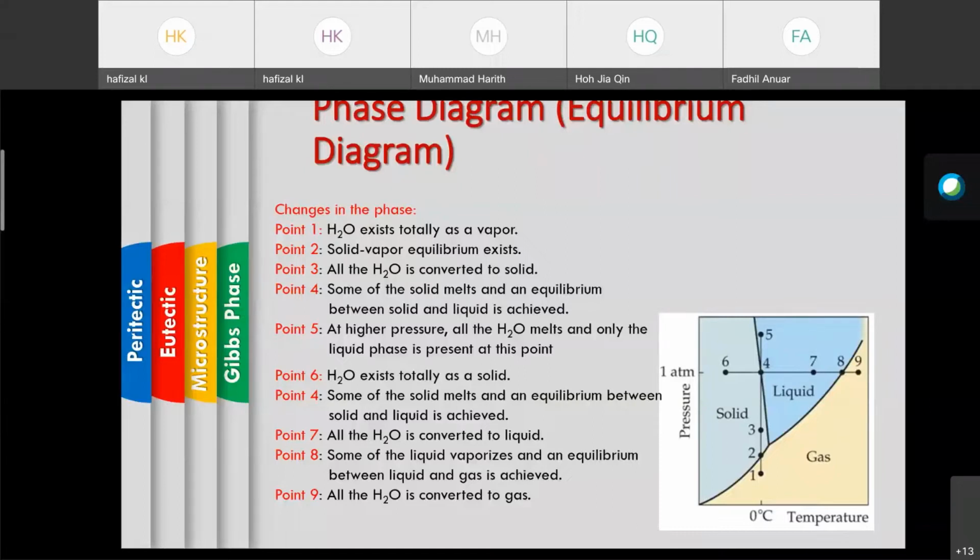The same also happens on the horizontal line, whereby we have point number 6 until point number 9. You can see the transformation takes place during the process at 1 atm. When we increase the temperature starting from negative something at 0.6 up to something degrees Celsius, we can see the phase transformation takes place from solid, liquid, and finally gas. So this is the basic phase transformation of H2O.